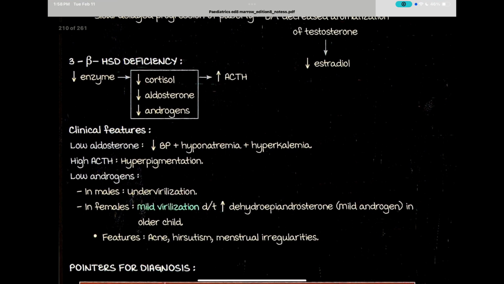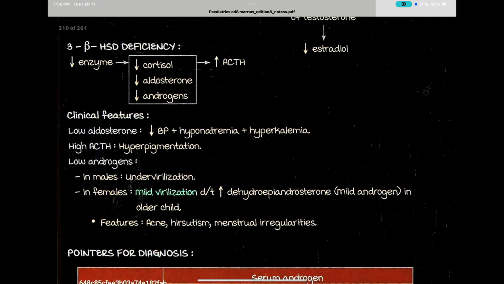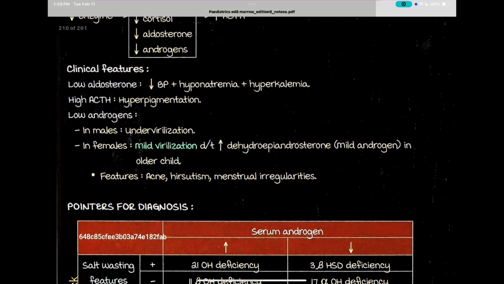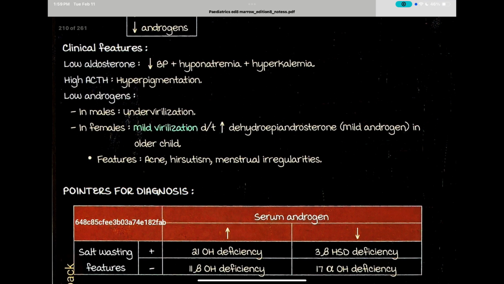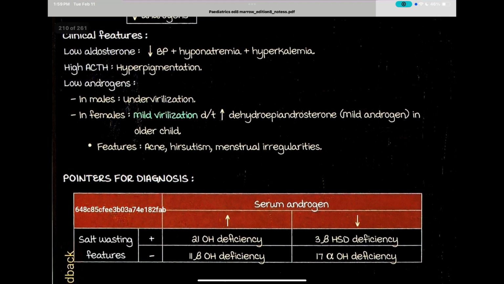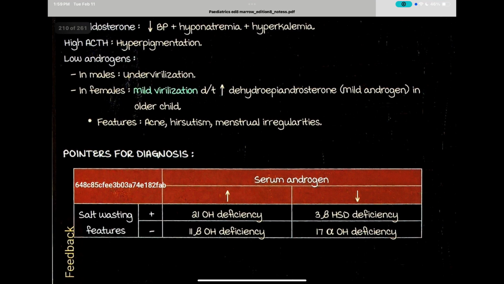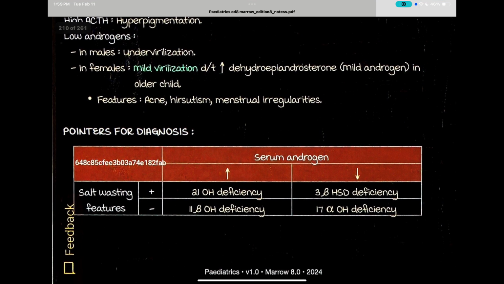3 beta HSD deficiency: decreased enzyme, decreased cortisol, decreased aldosterone, decreased androgens, increased ACTH. Clinical features: low aldosterone, decreased BP, hyponatremia, hyperkalemia, high ACTH, hyperpigmentation, and low androgens in males causing undervirilization.